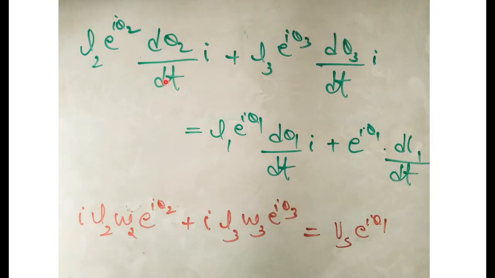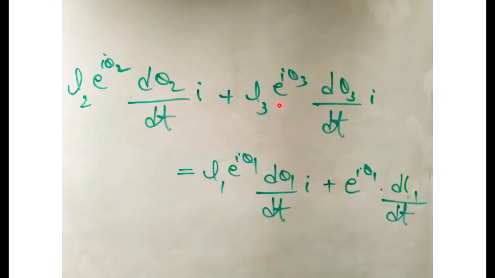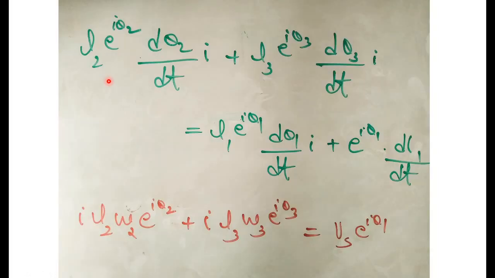In the next slide, this is the same. Below, we rearranged and substituted d theta by dt as omega, that you already know. d theta by dt is omega, so d theta 2 by dt will be omega 2. So i into L2 omega 2 e raised to i theta 2 plus i into L3 omega 3 e raised to i theta 3 equal to, this term is 0, we have remaining Vs into e raised to i theta 1. This is the second expression.